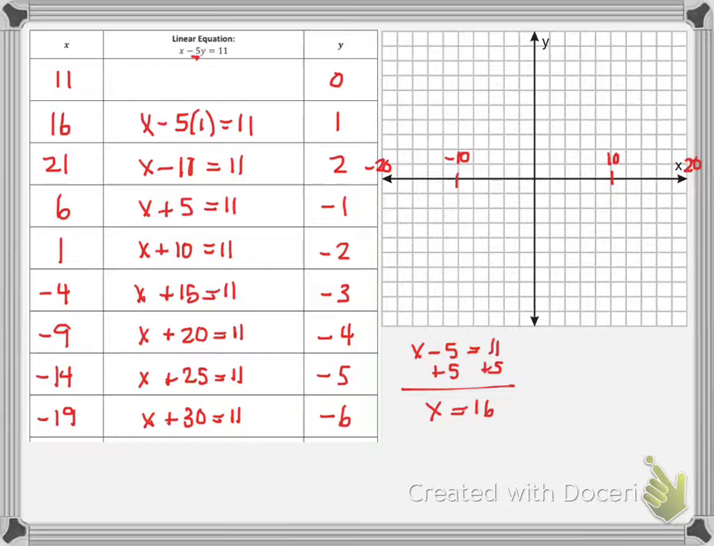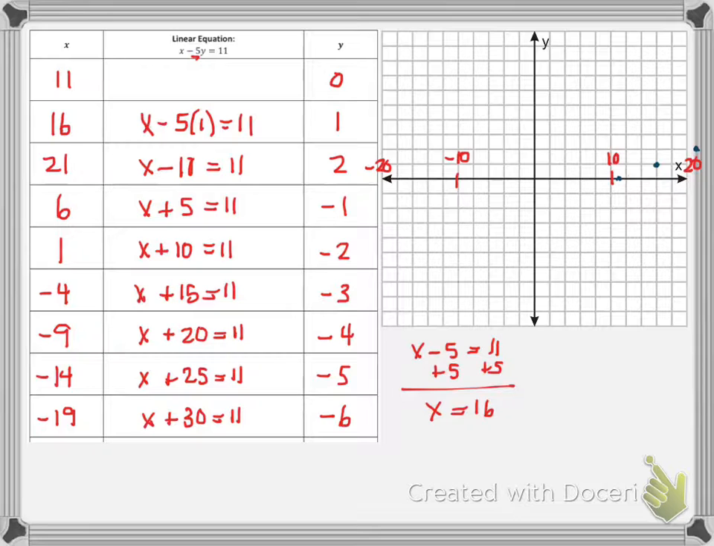11, 0: 11 to the right and 0 up, that's going to be right there. 16 to the right, 1 up. Well, 12, 14, 16, and 1 up is right there. 21 to the right and 2 up. 21 to the right is a little bit off my grid, but 2 up is right there.